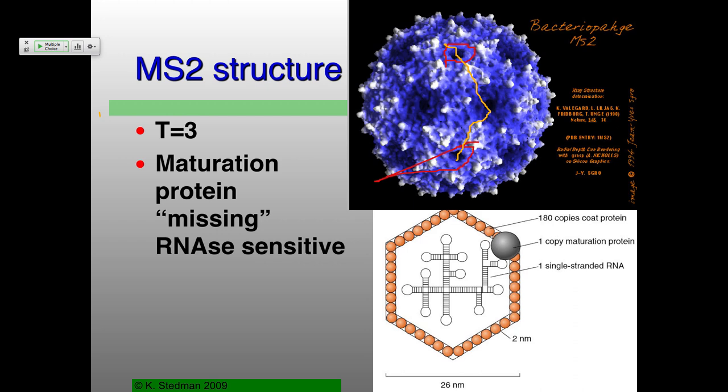We'll get to this here in just a second. One thing that also told people that this was not completely correct is that you can actually make these virus-like particles in the absence of the maturation protein. But if you do that, the RNA is sensitive to an RNase. What that means is you really do need that particular protein to get the structure to be functioning properly. And it probably has to do with assembly, probably helping to bring everything together in the first place.